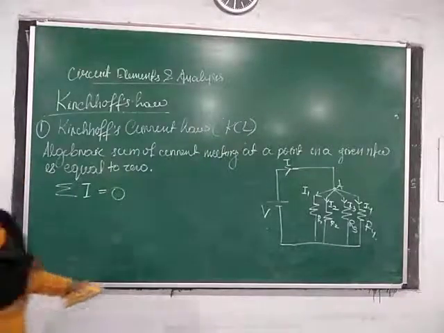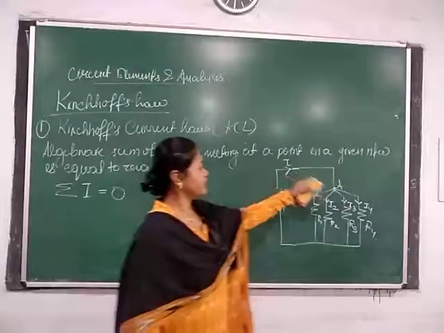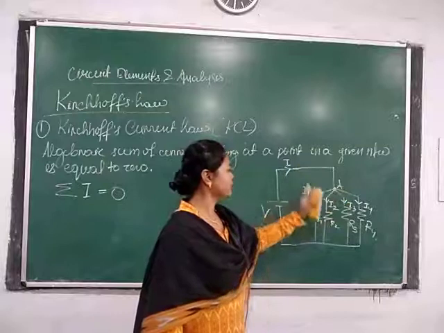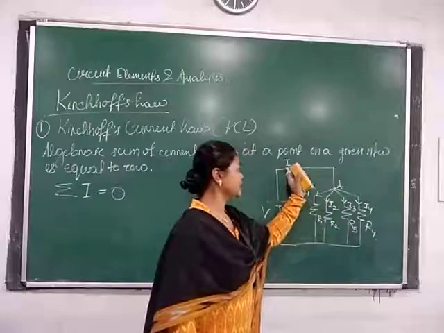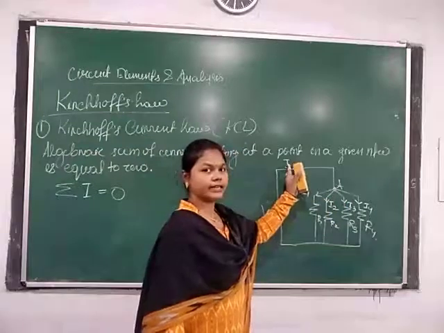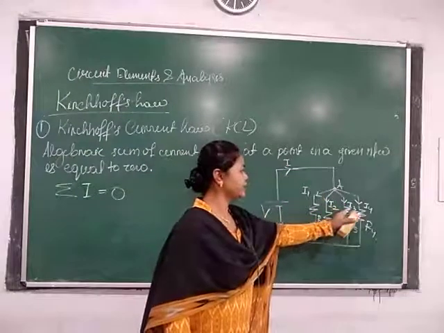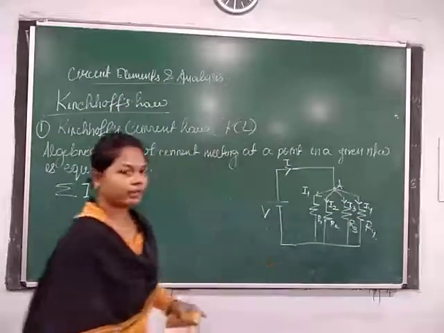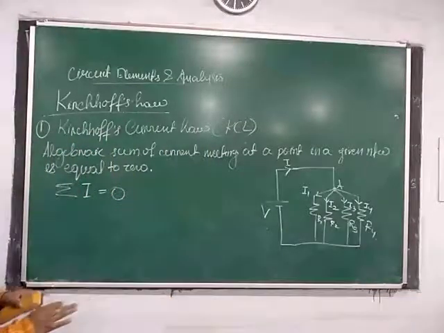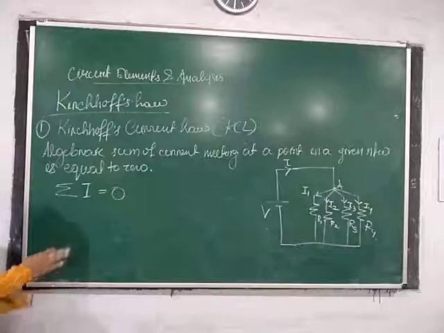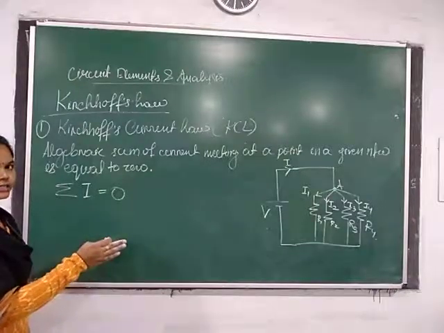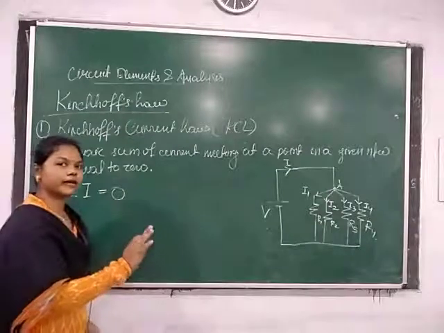See, I is the incoming current meeting at a point. At point A, you see that all these 5 currents meet. I is the entering one. I1, I2, I3, I4 are the leaving ones. You have to make their algebraic sum 0. As the circuit consists of incoming and outgoing currents, you separate these 2 types of current by their polarity.